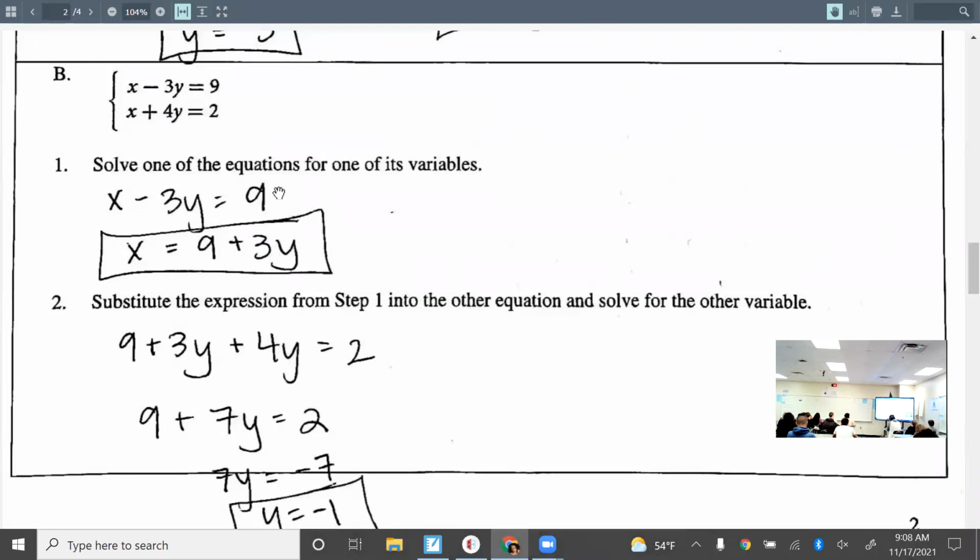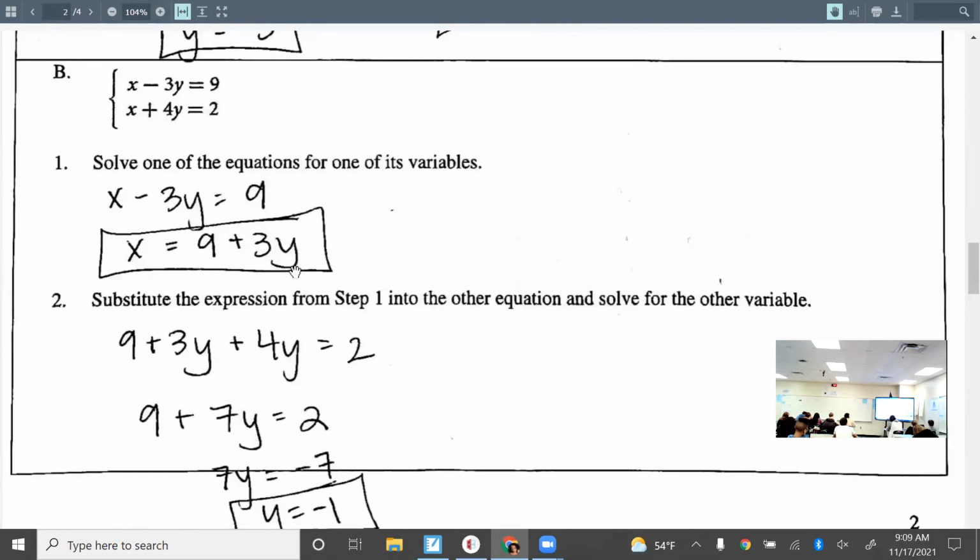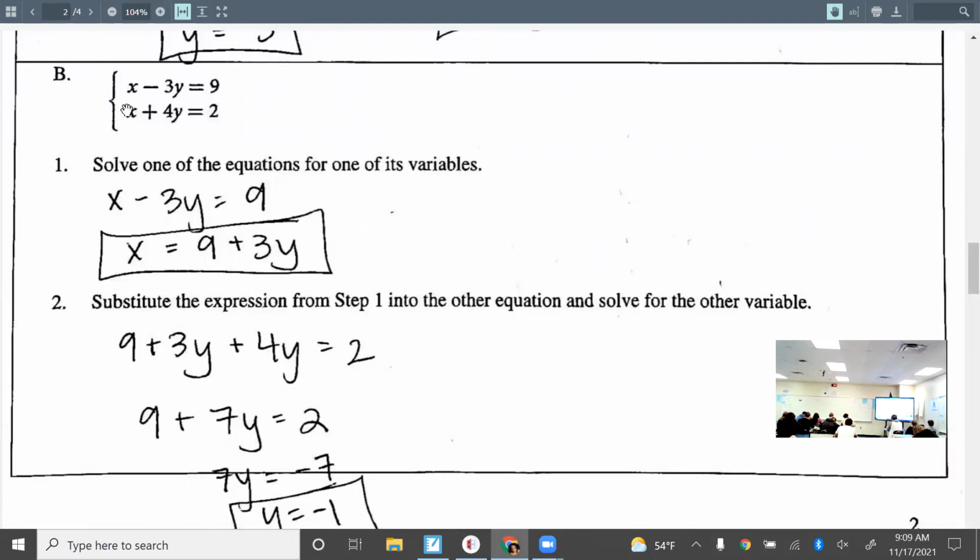Now, the one that I picked, because you need to pick one of the equations and solve for one of its variables, I just picked the top one. And I chose x to solve for since it's only one step to move the 3y, right? Because we add 3y to each side. Could have done it a different way if you want. And then I took what x equals, which is 9 plus 3y, and I plugged it in for this x in the other equation. So when I did that, I get 9 plus 3y plus 4y equals 2.